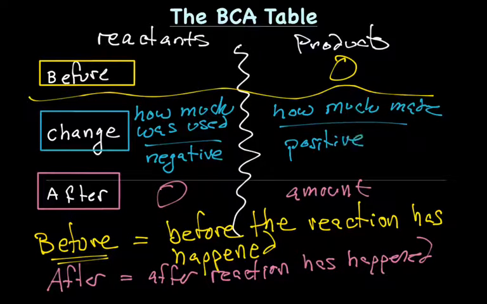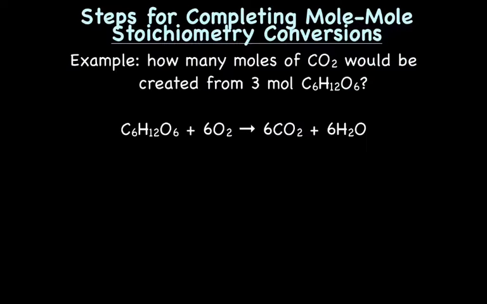Okay, so that's sort of an introduction on how the table works. If you don't really get it, don't worry about it. We're going to actually use it and it'll make a lot more sense. All right, finally, how do we do this? Steps for completing mole-mole stoichiometry conversions. This is important. We're going to go through all the steps by going through a practice problem. So why don't you jot down this practice problem and then we'll go through it.